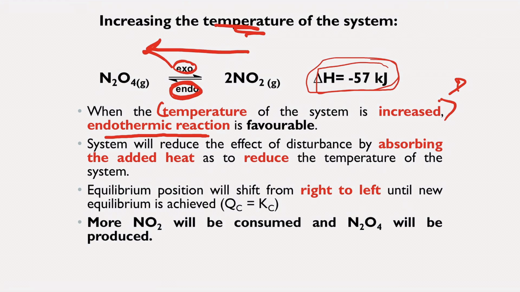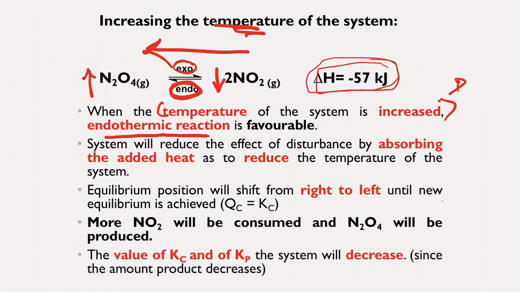Okay. So, more NO2 will be consumed. So, maksudnya the concentration of your NO2 will decrease and then your N2O4 will be produced. So, concentration dia akan increase. So, what will happen? The value of Kc and Kp will decrease. So, to know that, awak kena buat awak punya expression. Betul tak? So, awak punya NO2, it will be your product always. Okay? And your N2O4 on your left will be your reactant. Okay? Jangan tukar. Kita tengah cakap pasal shift of equilibrium.